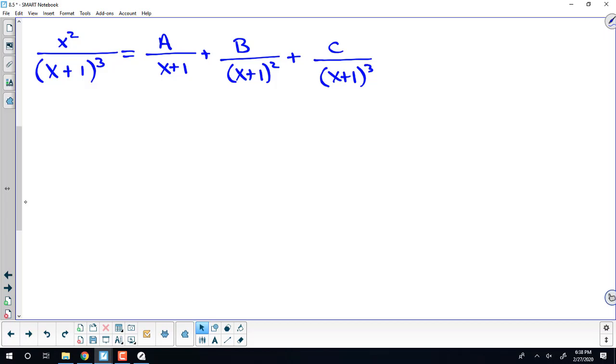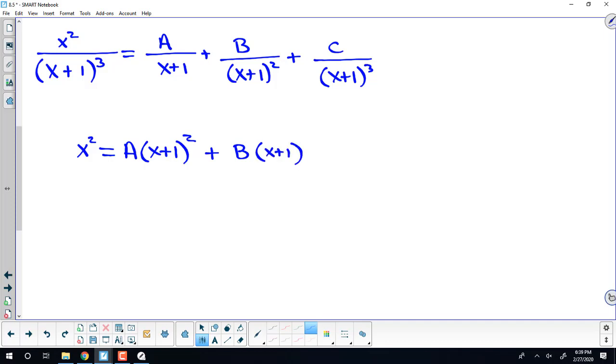Okay, so we're multiplying all of this through by the denominator on the left. So we have x squared is equal to what? A times x plus 1 squared, plus b times, we have the cubed over the square, so x plus 1, and then we have our cubed over the cubed, plus c.